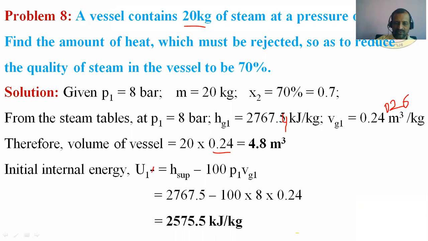So forget this negative sign. U1, this is internal energy. So that is H minus 100 P1 Vg1. It is not H, it is Hg. I told you yesterday also, it is Hg. So 2767.5 minus 100 into 8 into 0.24. So this value will be 2575.5 kilojoules per kg. This is the internal energy, right?